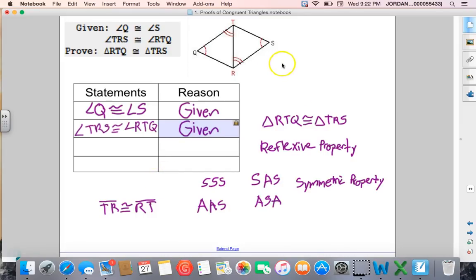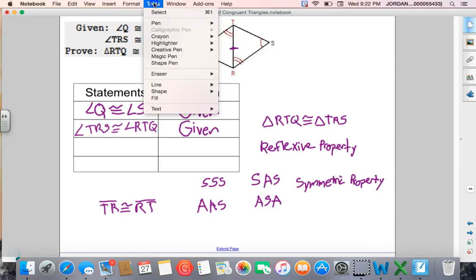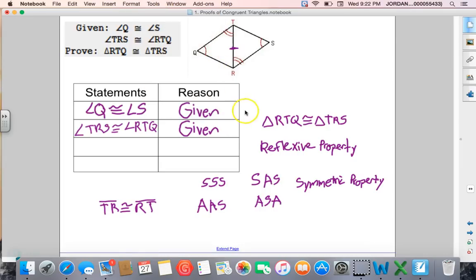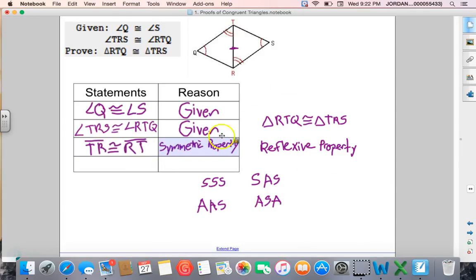Well, what else do we know? Well, we can tell that these two triangles share a side. Because they share a side, we can say that this is congruent to itself. So that would be TR or RT. So TR is congruent to RT. Now notice that this time we swap the letters. So this is not the reflexive property. This is the symmetric property.